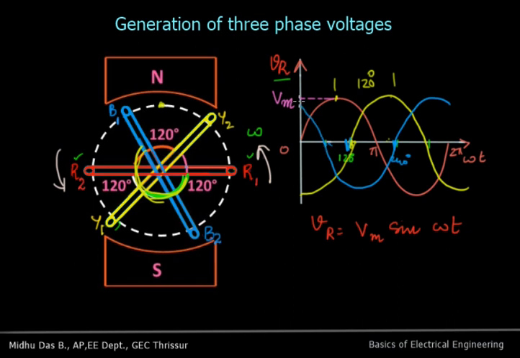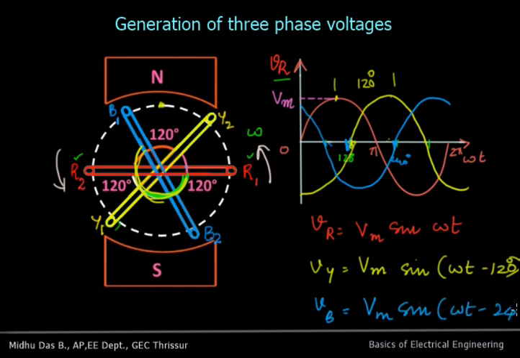So how will the equations get modified here? We are going to take the VR voltage as reference. So VR is Vm sin omega t. What about Vy? You can observe this waveform and tell that Vy is Vm sin omega t minus 120 degrees. What about Vb? Vb will be lagging behind VR by 240 degrees, so Vb will be expressed as Vm sin omega t minus 240 degrees.